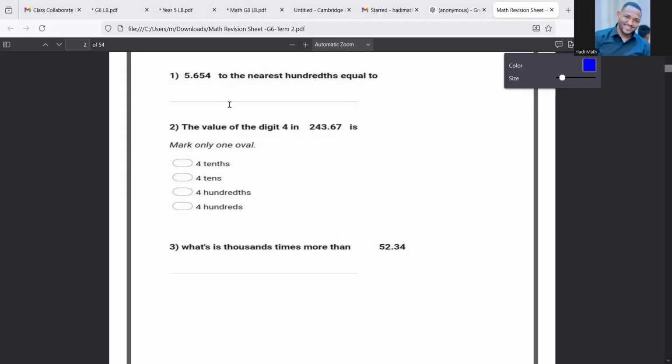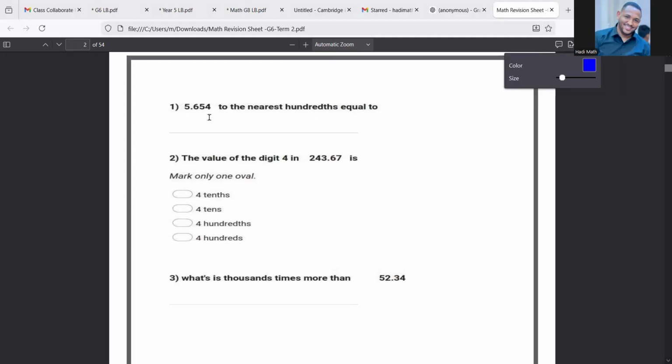Question number 1: 5.654 to the nearest hundredth. All you need to know is which digit is the hundredths. This is ones, this is tens, this is hundreds. The 5 here is in the hundredths place, so you look to the right of the 5, there's 4. So you're not going to add anything, you just cancel it. It's going to be 5.65.